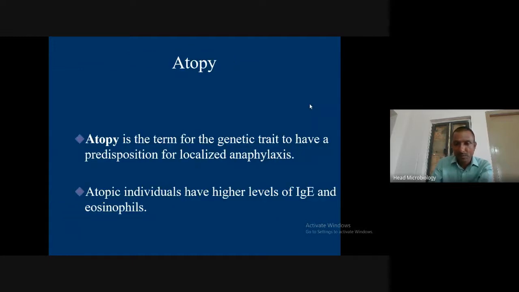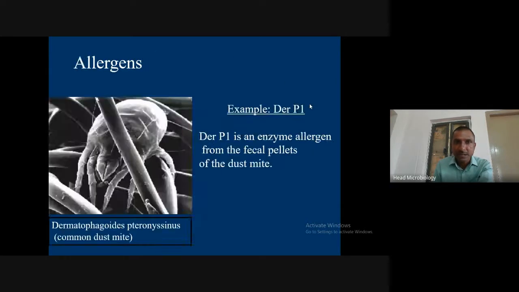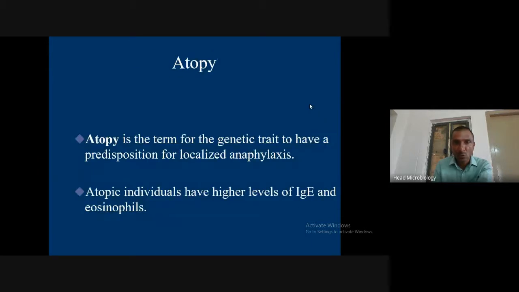Atopy in hypersensitivity 1: we are discussing the allergen and atopy. Here, atopy is the term for a genetic trait to have a predisposition for localized anaphylaxis.